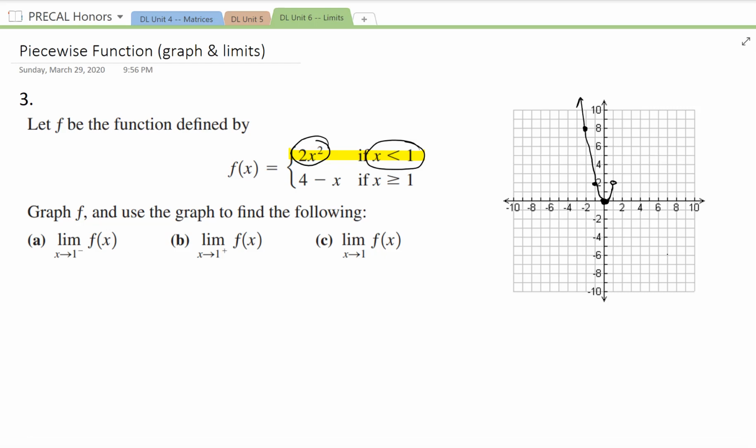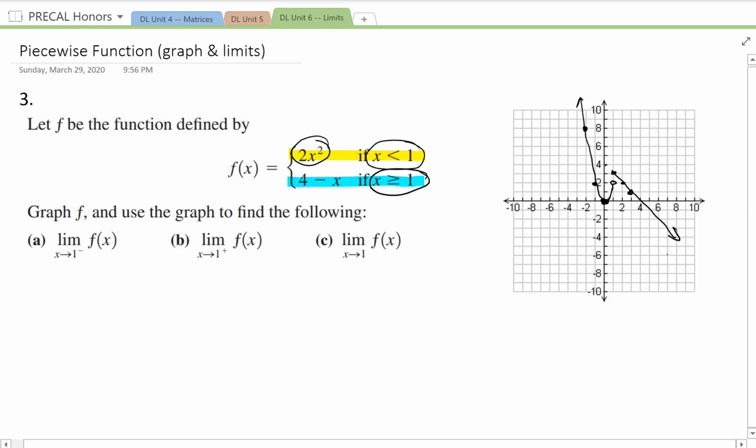4 minus x, this piece is a line. The y-intercept is 4, and it goes down 1 over 1. Obviously, x has to be greater than or equal to 1, so the y-intercept is not valid as a part of our function, but I just graphed it to help me find where to start. Here's my line. Is this a function? Yes, because here at 1 I have a hole, and here I have a solid.